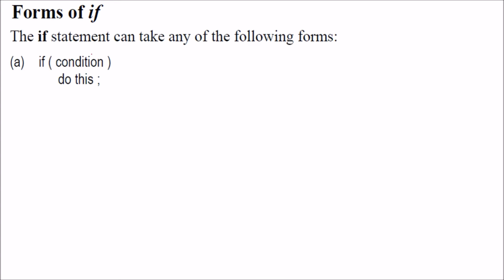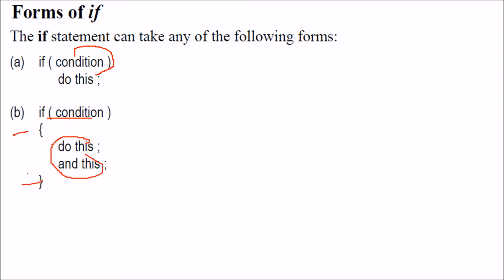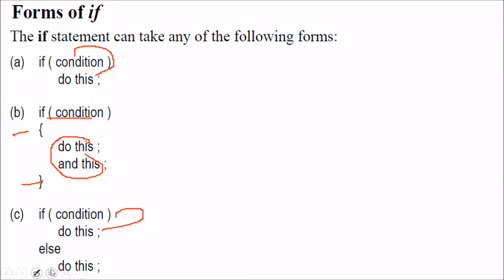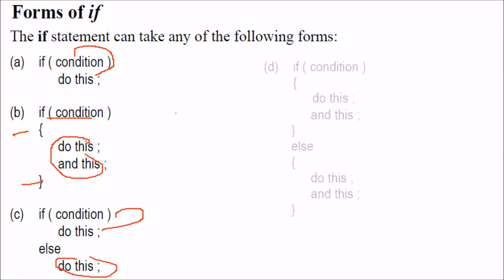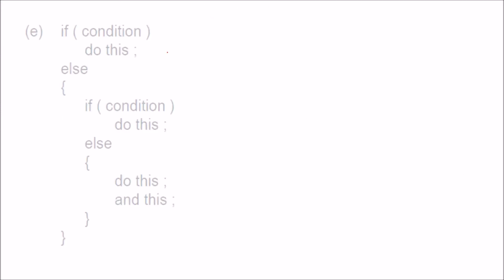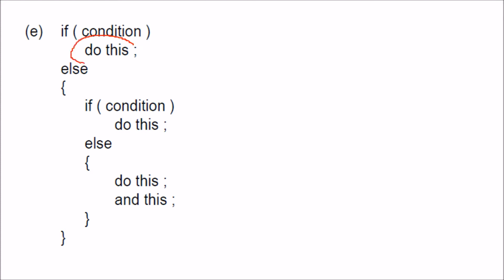Forms of if. There are certain forms of if. The if statement does not take only one form, it has multiple forms. Like if condition, just put one line. If the condition is true and you want multiple lines, put them inside the braces. If the condition is true, then you do this. Otherwise, if the condition is false, you write it below else. If the condition is true, you do this, else you do this. You can have multiple lines below if, and multiple lines below your else. If the condition is true, you do this, one line if you want to write.